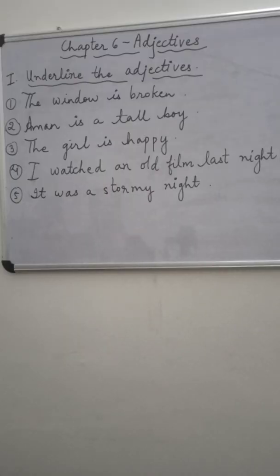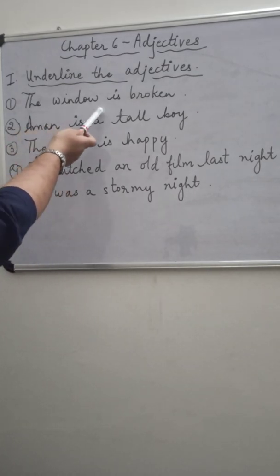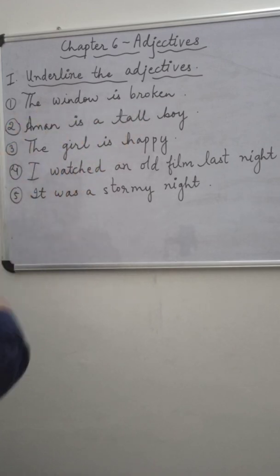Underline the adjectives. Now we have to find the adjectives in the given sentences and we have to underline it. First one, the window is broken. So first let us identify the noun. What is the noun in this sentence? Window. Window is the noun. Now window is described as broken. Broken is used to describe the noun window.